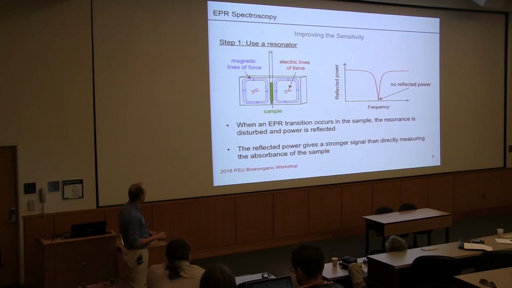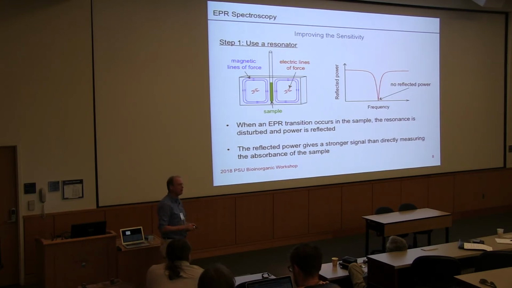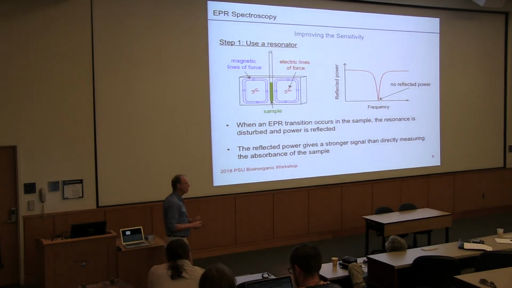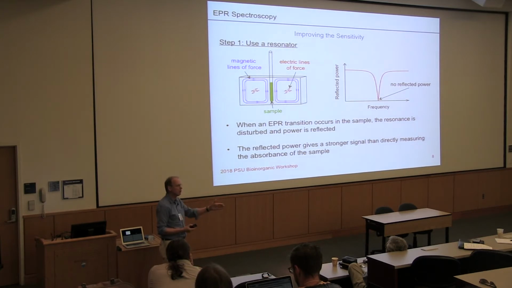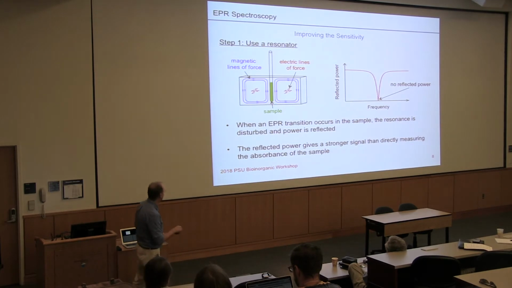And so I can detect this traveling wave, and the point here is that the intensity of the reflected power that I'm seeing is larger than the amount that's actually being absorbed. And so what I end up doing is just amplifying the signal this way, right? This is a way to increase the sensitivity of the instrument. The drawback is that we have our fixed frequency and we're sweeping the magnetic field, and that's really different from most spectroscopies where we vary the frequency and try to find the places where the absorbance occurs. And so here we vary the field.